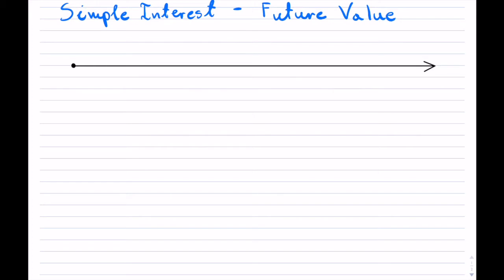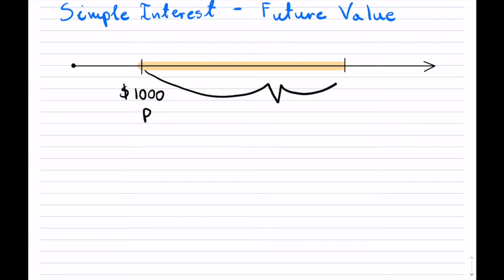So here for future value, let's imagine that we start at some point in time and we borrow or we invest, and let's say it is $1,000. Now, this would be our principal P. Now, as time continues on into the future, for that particular amount of time, however long that may be, this time frame will be earning interest depending on what the rate might be given.